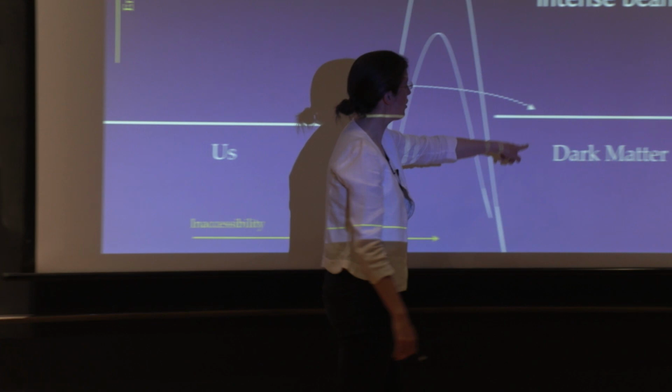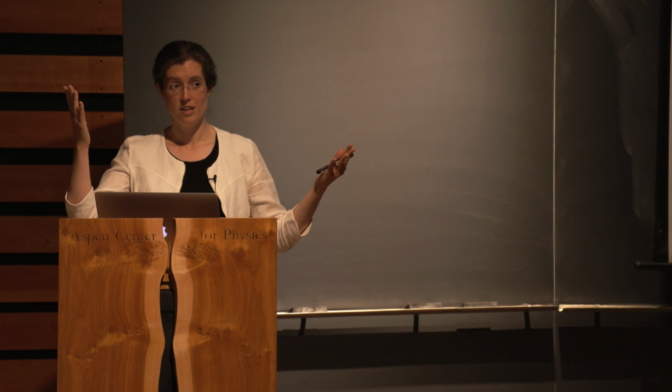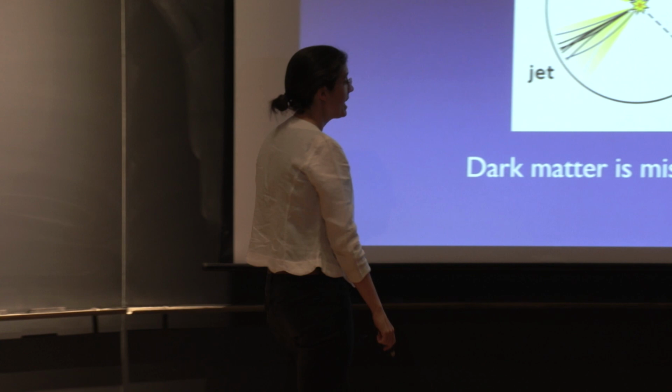So how do you detect dark matter at a collider? Before, I was saying that we saw the Higgs boson by seeing two electrons and two muons. We didn't actually see the Higgs boson, we saw what it decayed into. So what does dark matter look like at a collider? It looks like an unbalanced interaction.